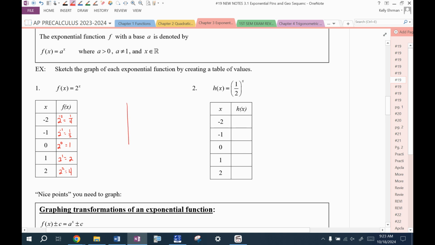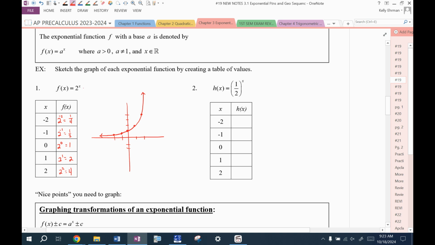So I believe you guys have a nice little graph on your paper, but I have not updated mine. Okay, so when I plug in negative 2, I get 1/4. When I go to negative 1, I'm at 1/2, 0, 1, 1, 2, 2, 4. So exponential functions have this curve happening.